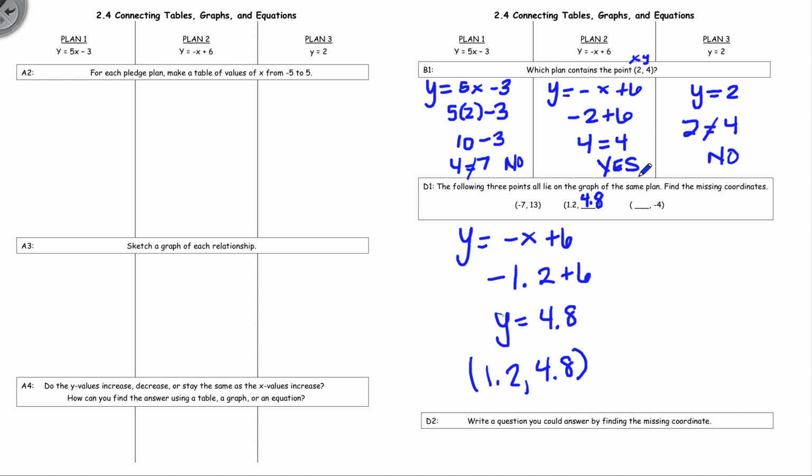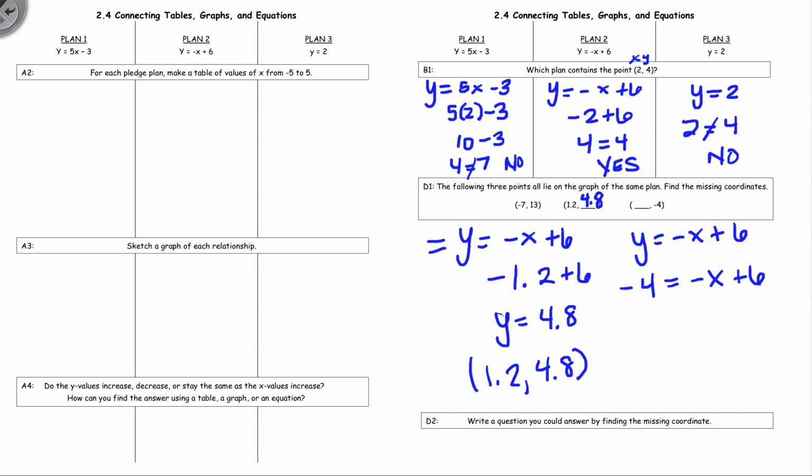All right, and again, the reason I chose this plan over the other ones is it said all 3 of these landed on the same plan. So I'm assuming same plan being the one that gave us a yes up here. So let's find this one now using the same equation. Y equals negative X plus 6. Now this time I have a Y. I don't have an X. So I'm going to plug in -4 for y, leaving my -x and bringing down my +6.